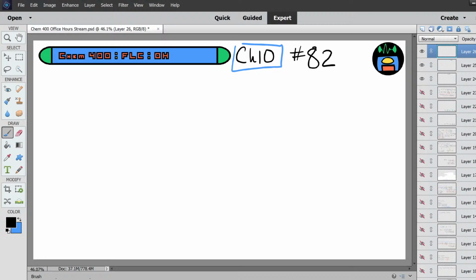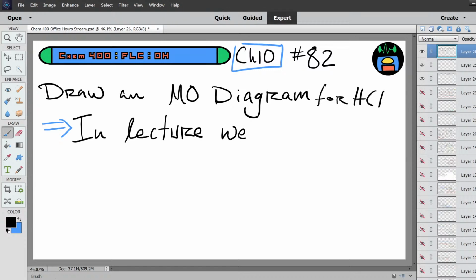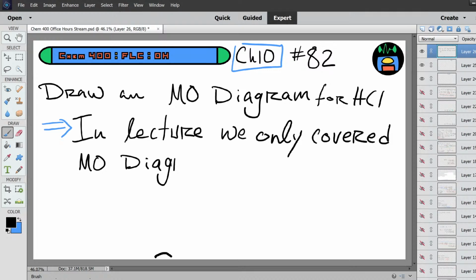All right, so first off, let's talk about 82, which says, draw an MO diagram for HCl. In lecture, we only covered MO diagrams for homonuclear diatomics.